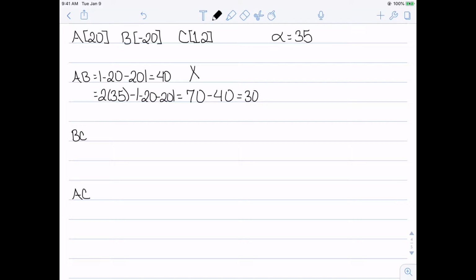Now let's look at B and C. When I do the absolute value of 12 minus negative 20, I get 32, which is less than 35, so there's my answer. For A and C, I have 12 minus 20, which is 8, so there's my answer. And if we look at these, we can see that if we add any 2 of them, we will not get the third like we did on the last one. So we have no betweenness relation between these 3 points.